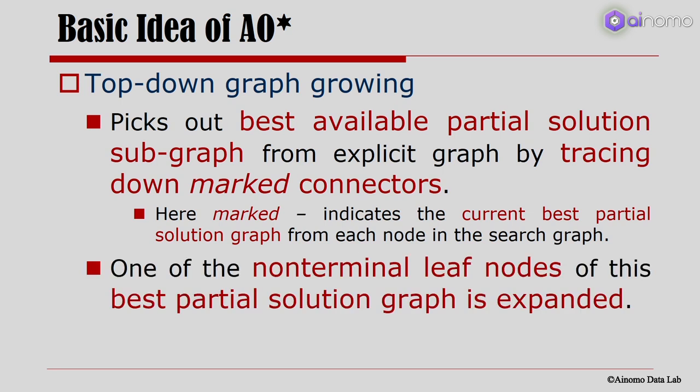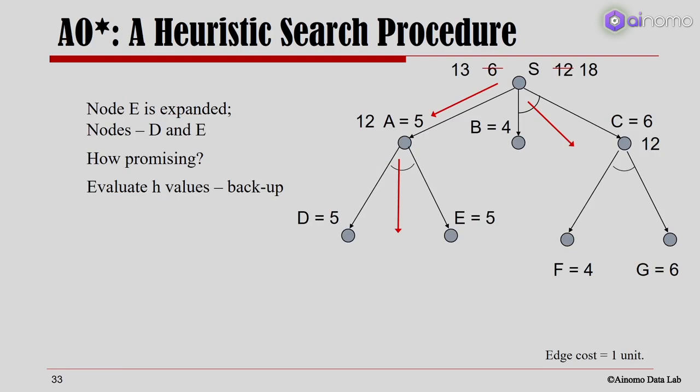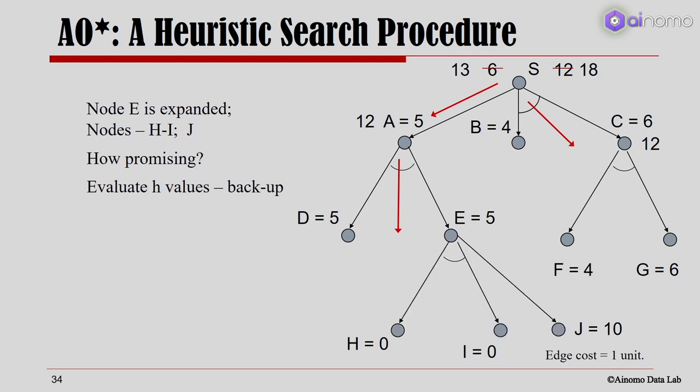One of the non-terminal leaf nodes of this best partial solution is expanded, and the cost is assigned to its successors. Now, let us look at the other portion of the algorithm, which is the bottom-up cost revising and solve labeling portion of the algorithm. So, we continue where we left off. We are right now looking at this particular path, and we have nodes D and E. Let us say at this point we expand node E.